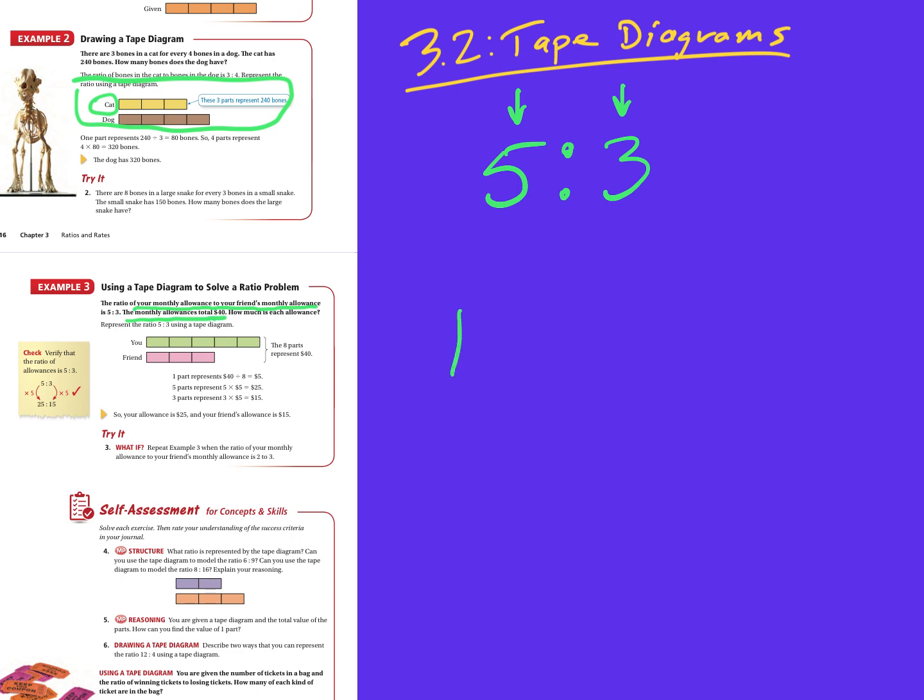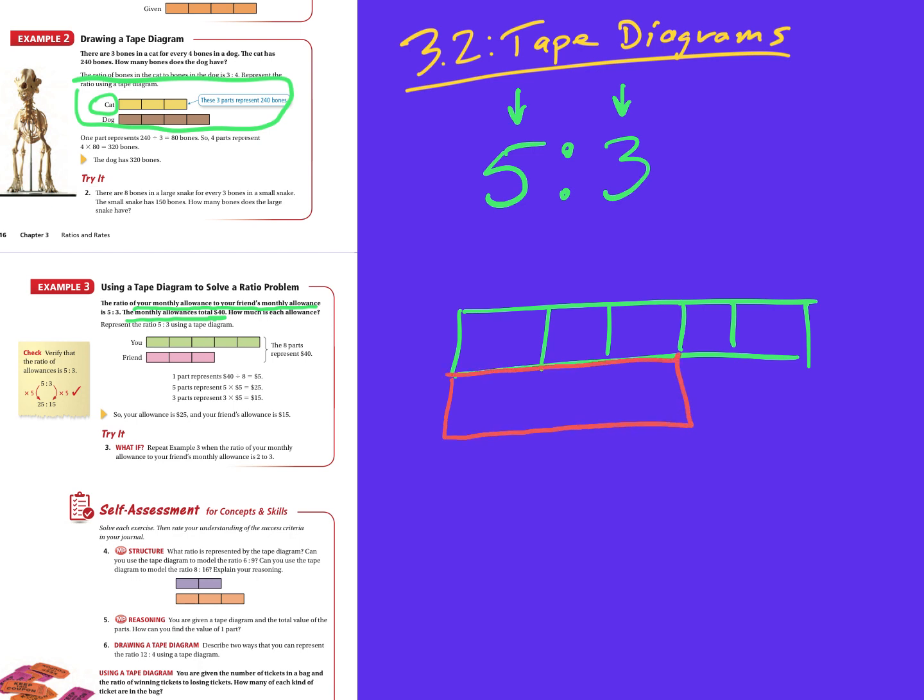So let's draw these tape diagrams real quick. 1, 2, 3, 4, 5. They should be the same size, but sometimes you do draw them a little bit quickly. The other one here would be 1, 2, 3. So I'm just redrawing everything that you see here. This one's slightly different because it's saying that the total is $40.